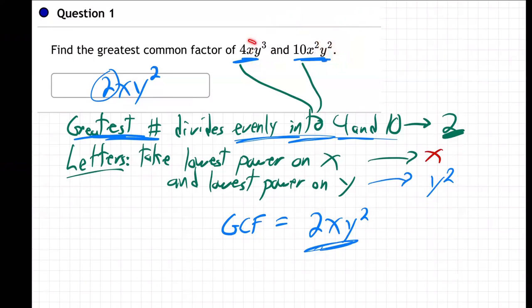And it's the same thing for the X. The most they have in common. So we really did just take the greatest amount they have in common, right? The most X's they share is just 1 X. The most Y's they share is 2 Y's. And the biggest number that goes into 4 and 10 is 2. So that's what's called the greatest common factor. And there we go.